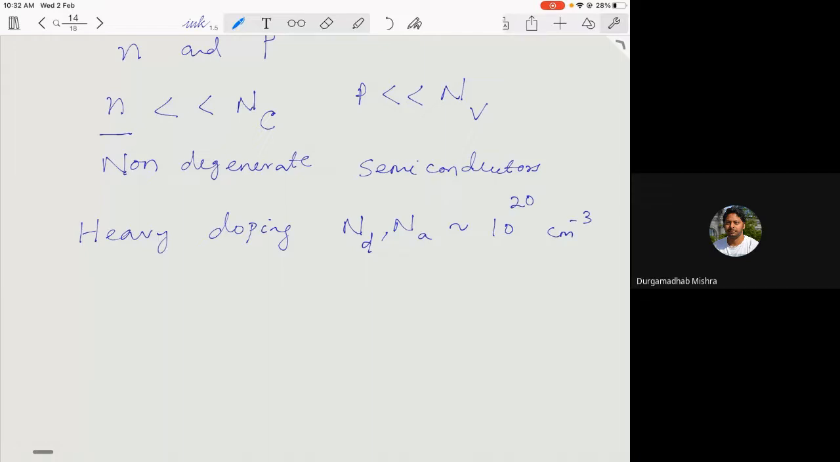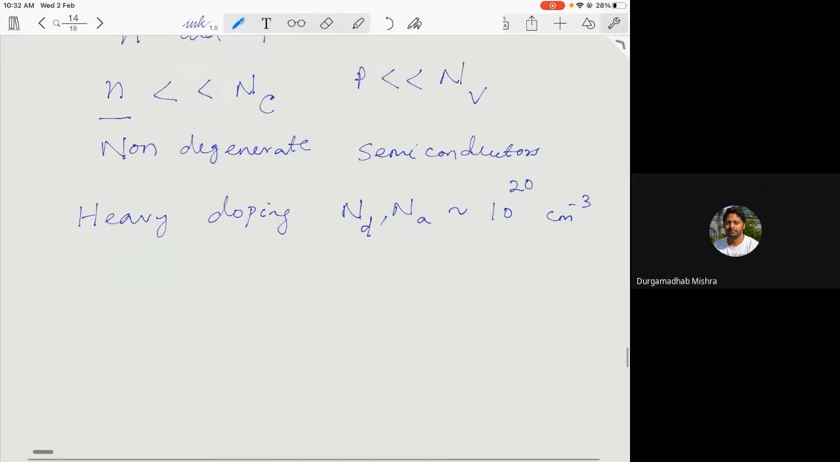But if you are too high, 10 to the power 20, 10 to the power 19 or 10 to the power 20 atoms, if you put in your intrinsic material. So now if I put 10 to the power 20 arsenic atoms per cubic centimeter in silicon, in that case, the number of electrons will be much greater than the available states NC, and similarly the number of holes will be even greater than the number of states available in the valence band. So in that case, the situation will be very different.